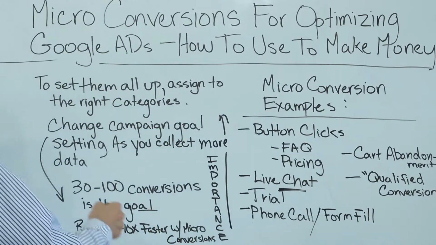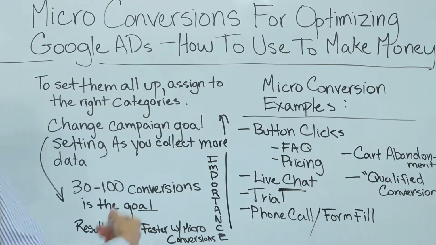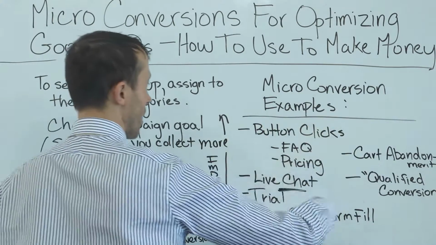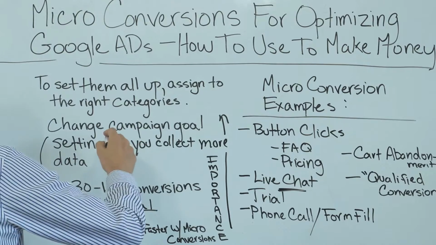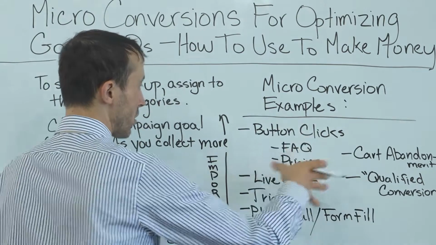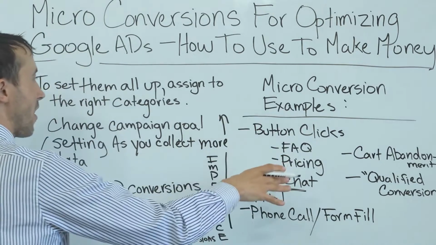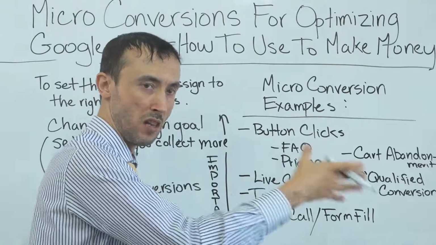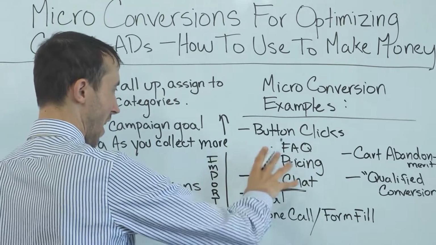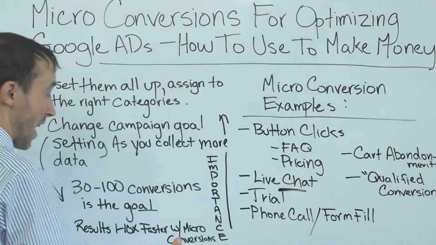So anyway, to make money off of all of this, first of all, you're going to set up a conversion to track all of this. Then you're going to assign these micro conversions, because you're going to track purchases as well. You're going to categorize those purchases as purchases in your Google Ads conversion menu. The micro conversions you're going to categorize as a micro conversion in your Google Ads conversion menu.